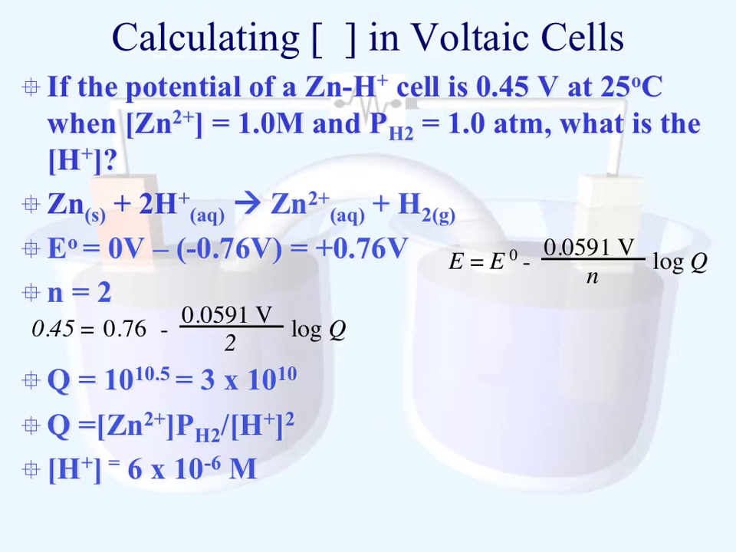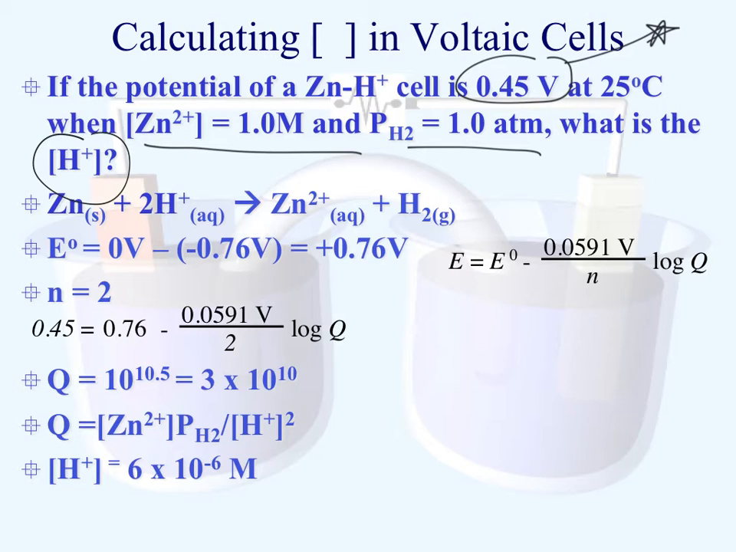So we've been told that we've been given a zinc and hydrogen cell with an E cell value of 0.45. This is the actual voltage, or the cell potential, of the specific cell we're looking at. These are the concentrations of our products, and they want us to figure out the concentration of H+, which is one of the reactants.